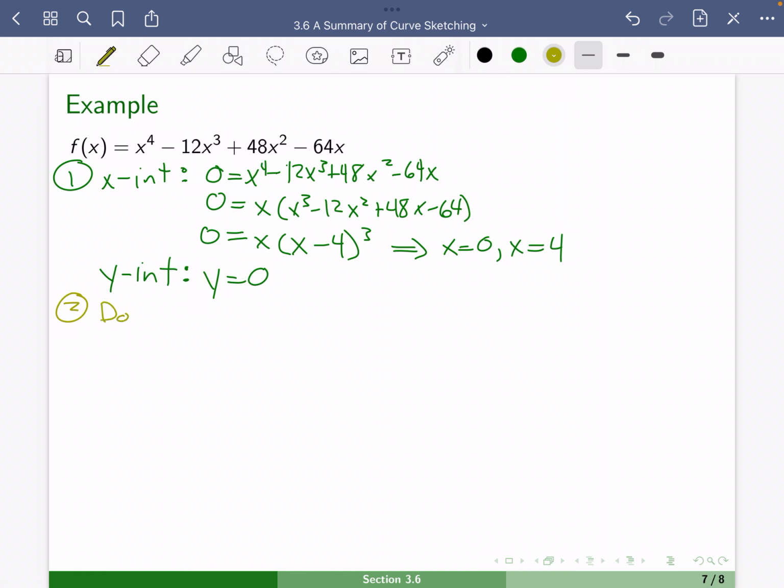Next, we want to think about our domain. This is a polynomial, so the domain is all real numbers. Since our domain is all real numbers, there are no points of discontinuity.